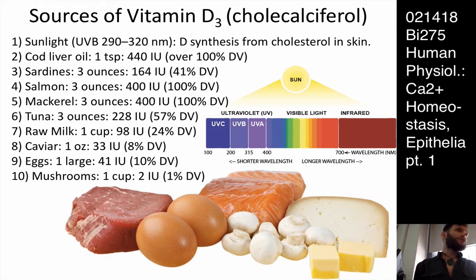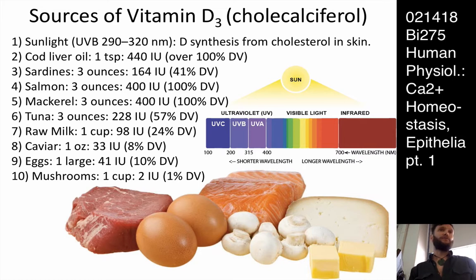So I showed you the chemical structure, not because I wanted you to be able to draw it, but simply so that you would know that it is, in fact, a fat-soluble vitamin, right? It's a fat-soluble molecule, and it's found in a lot of foods that have fat. So cod liver oil is probably your highest source of vitamin D3. A teaspoon of it is over 100% of what you need in a day.